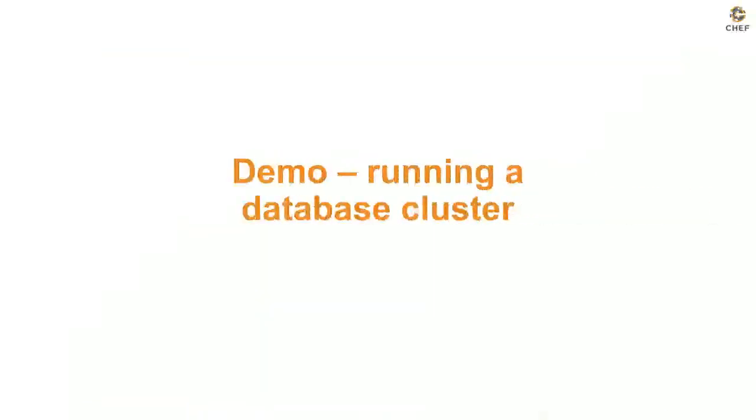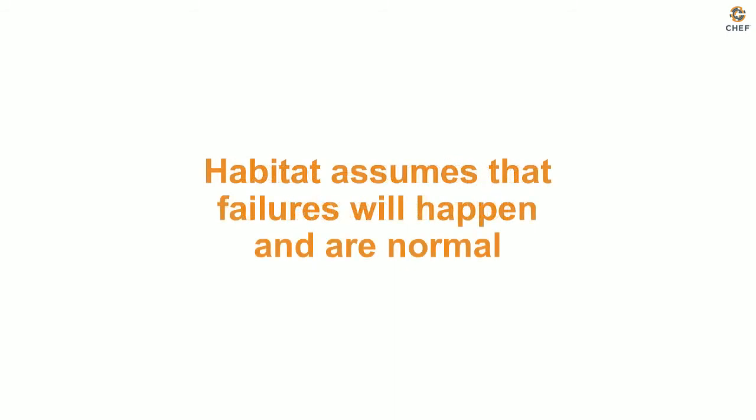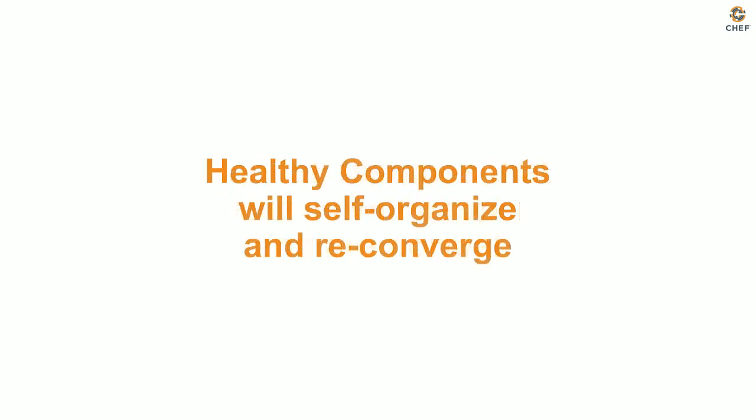Now let's go back to my slides. There we go. All right, so what this demo illustrates is that in Habitat, when you have multiple components, Habitat assumes that failures will happen and that they are normal. We don't try to anticipate every single failure case beforehand because, frankly, we just can't. There's always something unforeseen that's going to potentially happen. So when a failure happens with one of the components, the healthy components will self-organize and reconverge. And again, there's no central manager or orchestrator. They do all of this on their own.